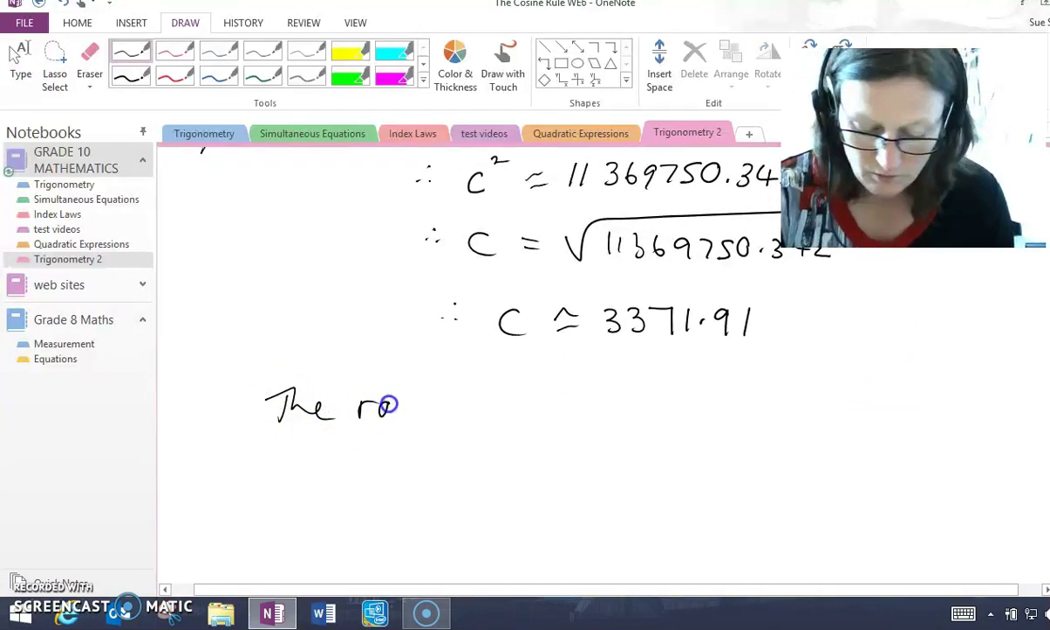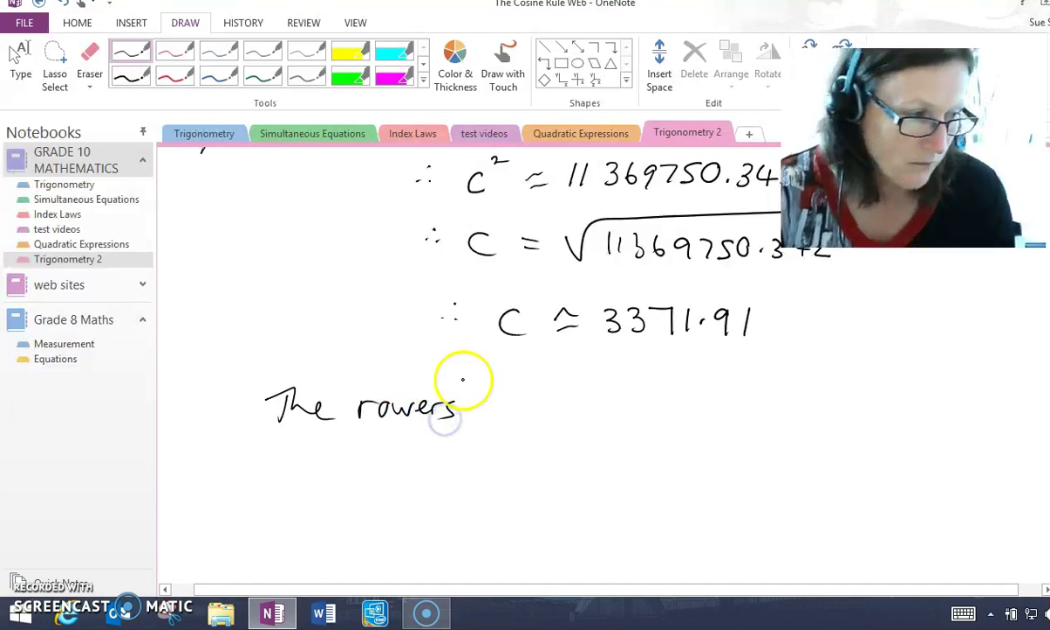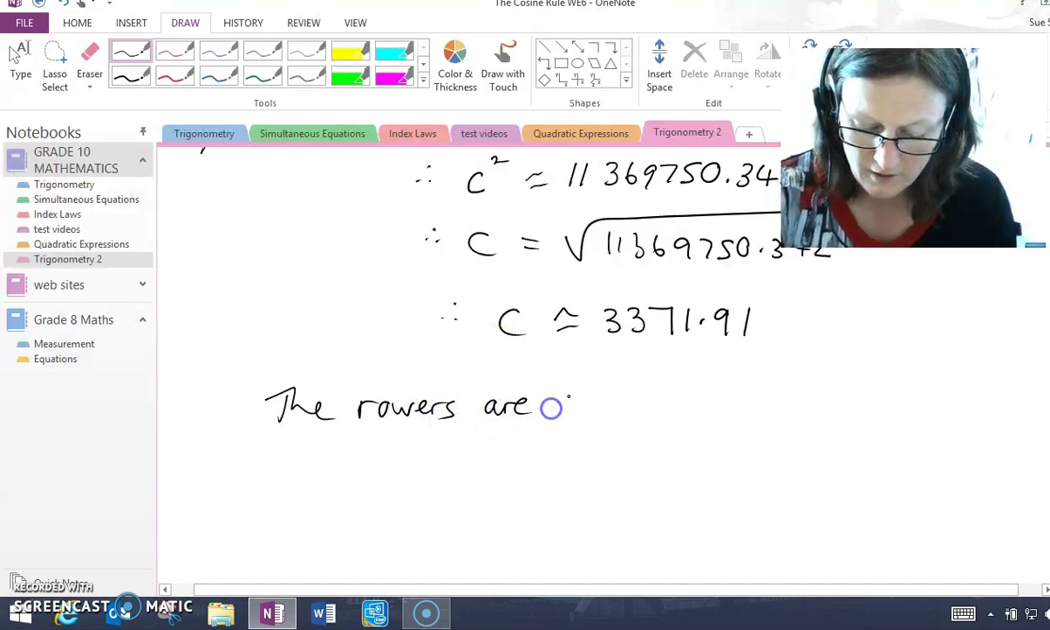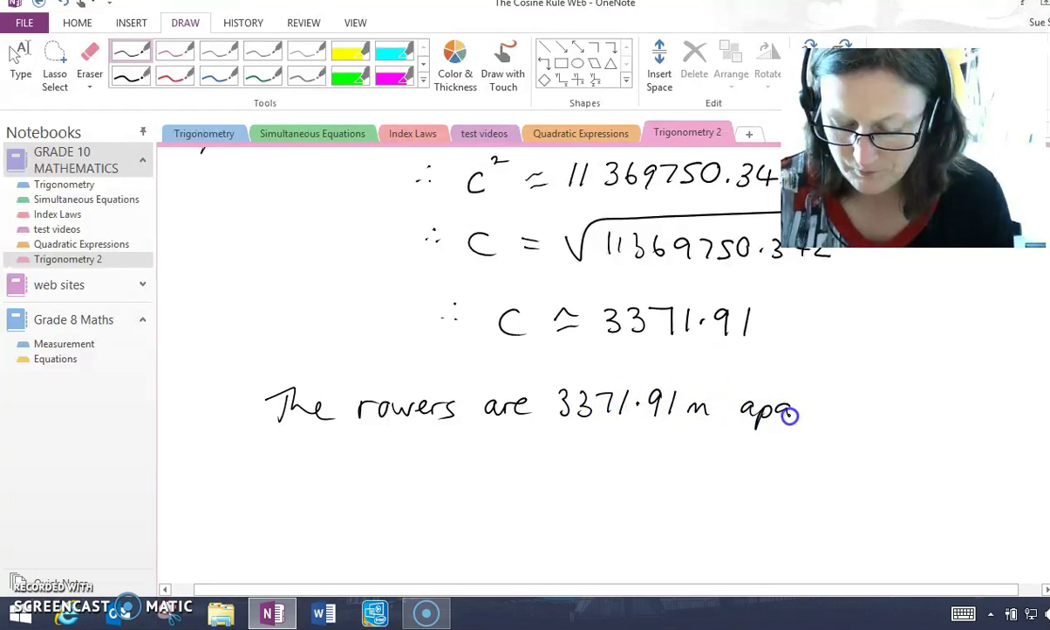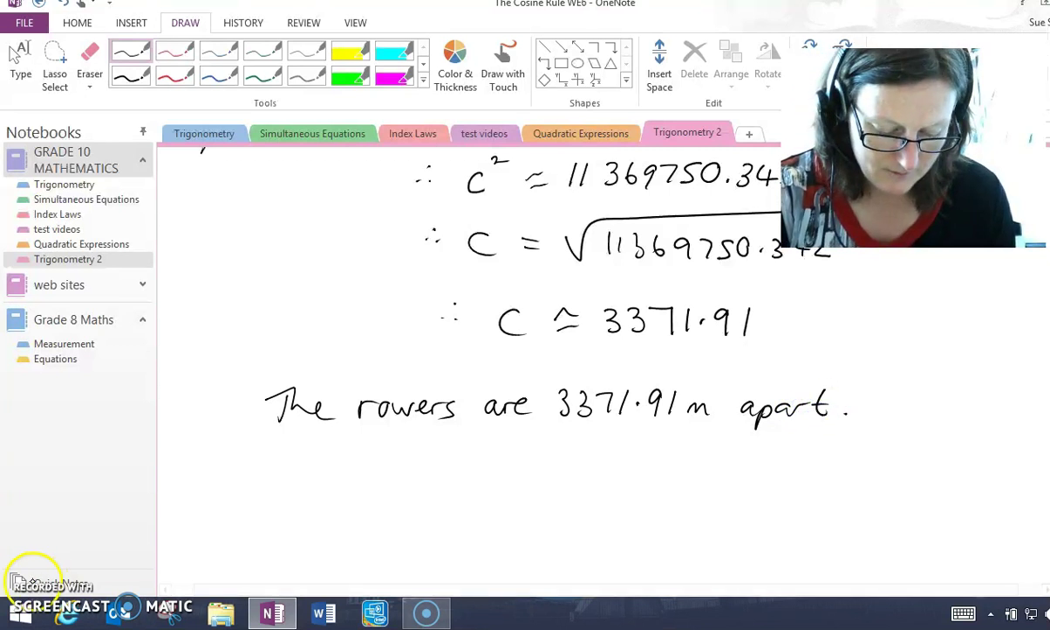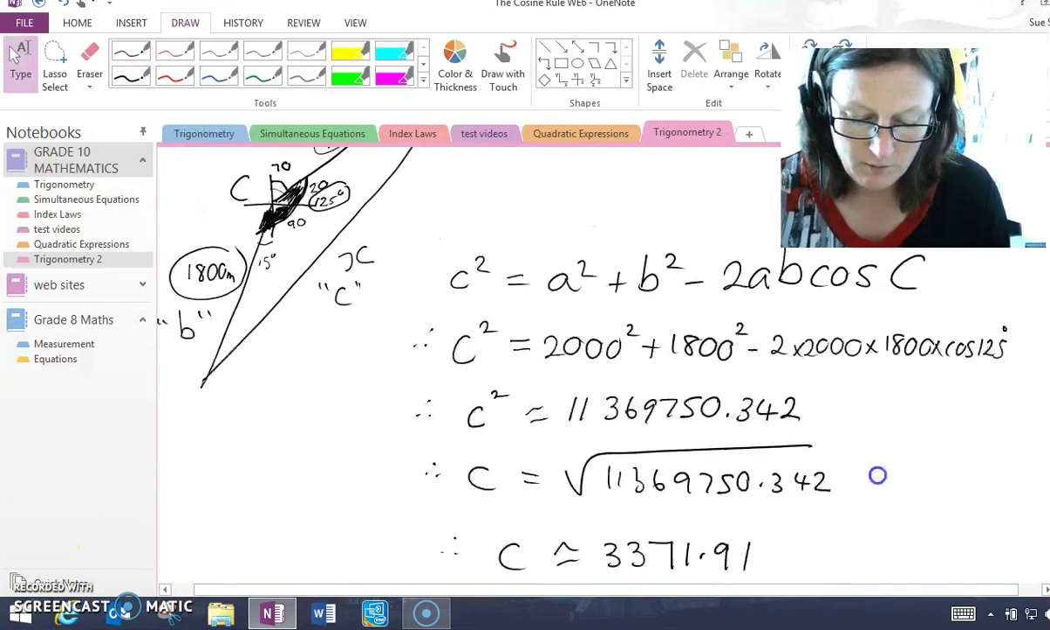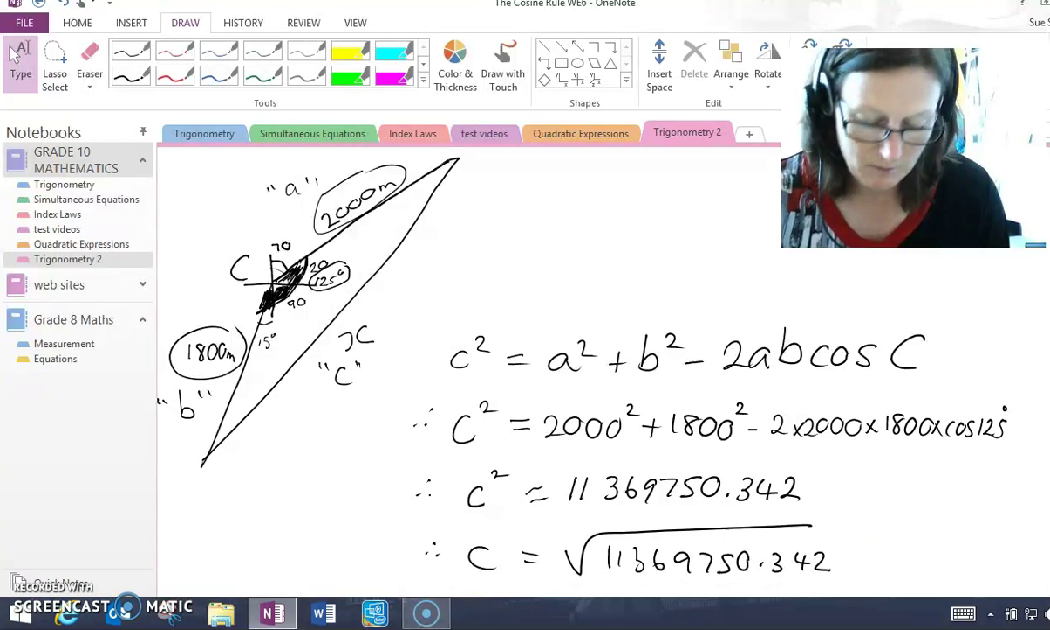The rowers, or we can mention their name, but the rowers will do. The rowers are 3371.91 metres, remembering our units, apart. That there is from your textbook. It's worked example 6.